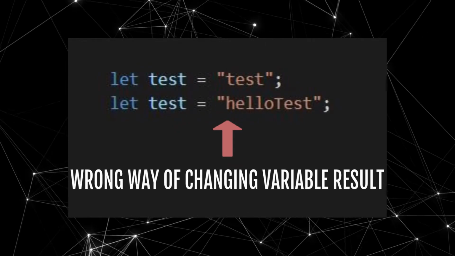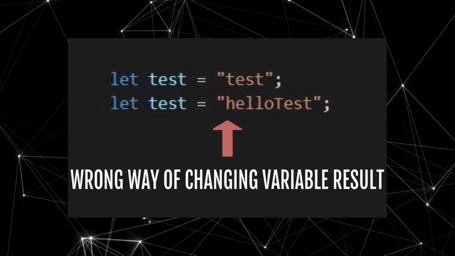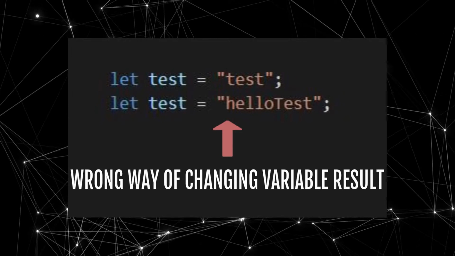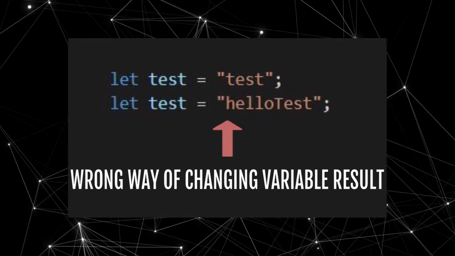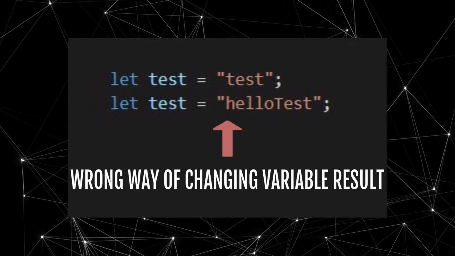So in this example right here, this is showing the wrong way of updating a let variable, where we have let test is equal to test, and then right below that we have again let test is equal to hello test. This will not update it properly.